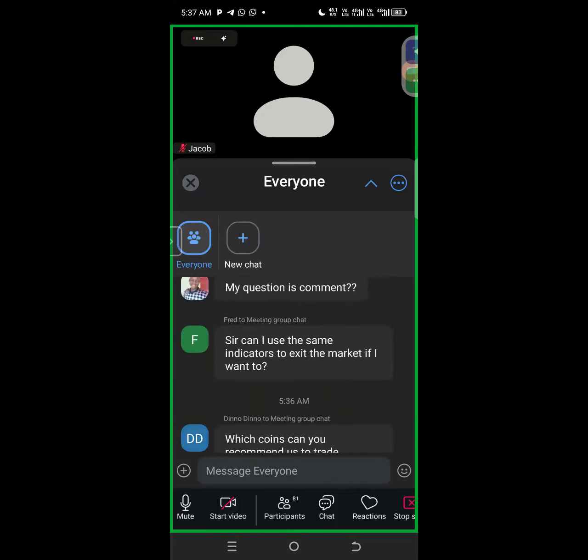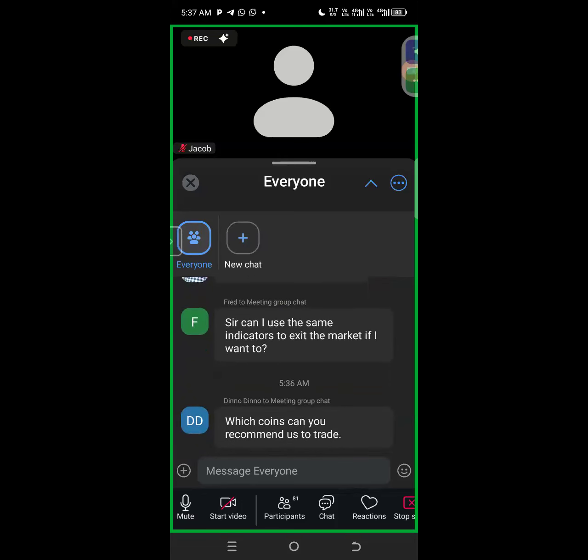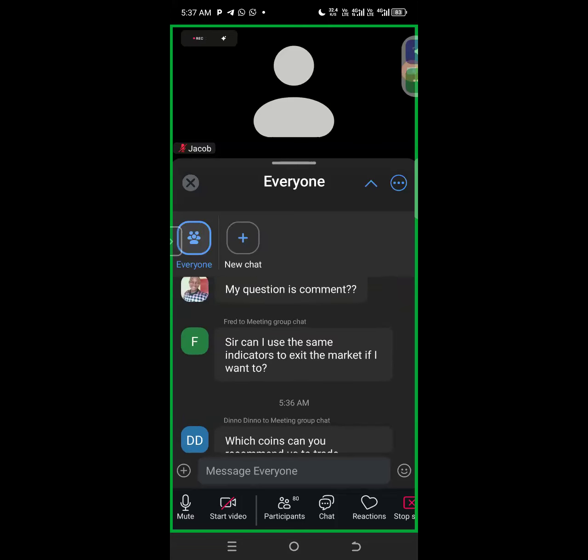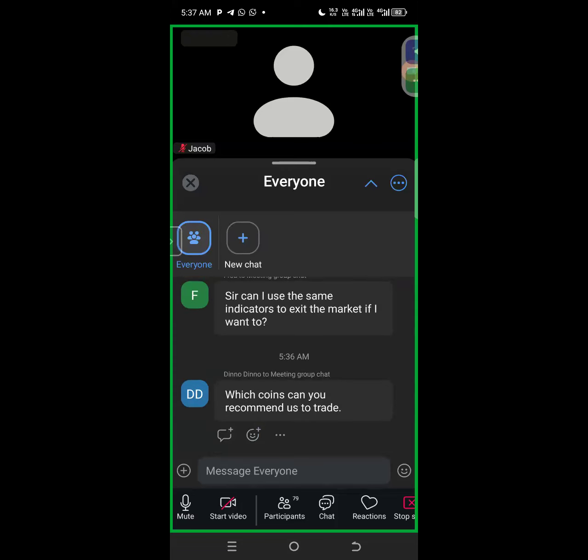Okay. So, can I use the same indicators to exit the market if I want to? And the answer is yes. Which coin can you recommend to trade? Well, for now, I don't know. On the spot market I could recommend a coin, but on the futures market I don't have any coin to recommend. So can I use indicators to exit the market? And the answer is yes.